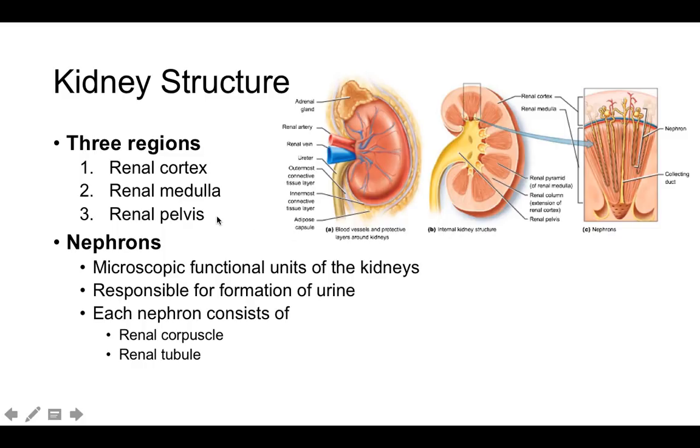So let's talk about the nephron. The nephron is the microscopic functional unit of the kidney. And what the nephron does is it pulls things out of the blood using the blood pressure, things being solutes, high concentration of salt, etc., pulls these out of the blood so that we can maintain homeostasis. There are two major parts of the nephron. There is the corpuscle and the tubule.